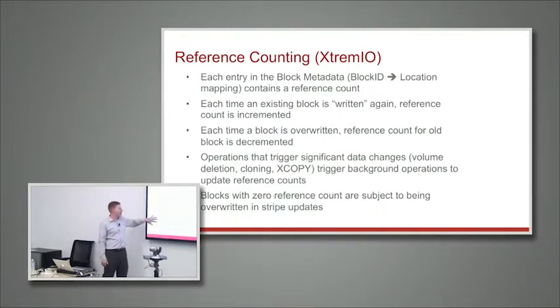And then when you have operations that trigger significant data changes, so if you delete a volume, for example, well, I've got to go change the reference counts for every block in that volume now. If I do a clone of a volume, where I make a copy of that metadata, or if I do an X copy where I'm copying a range of blocks from one volume into another, they actually do a background operation to update the reference count. Because that's a lot of reference counts that need to get updated, they send that off and do it in the background somehow.